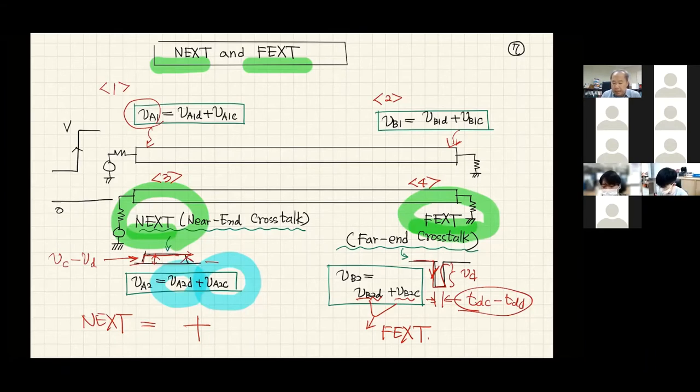But in this sense, at the far end crosstalk, we have a very negative voltage drop and a very sharp pulse. And so this is going to be more difficult to control. And that is a summary of class. Now I would like to move on to the next slide to talk about this.